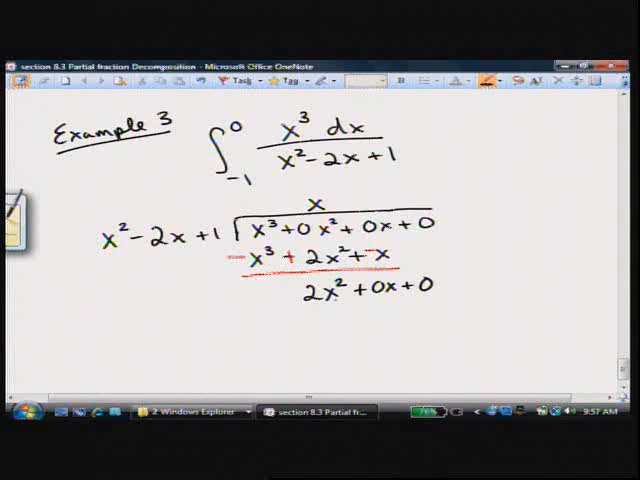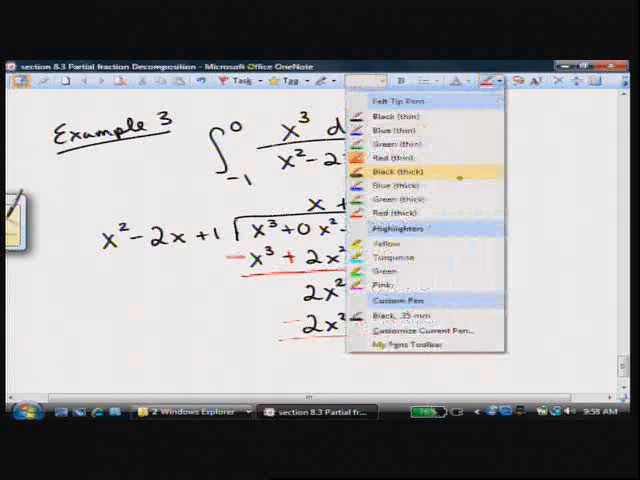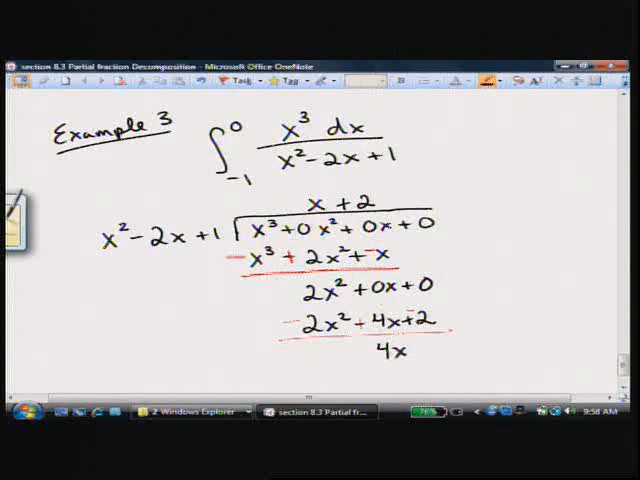So if you do 2x squared divided by x squared, which will be 2. So 2 times x squared is 2x squared. 2 times negative 2x is negative 4x. And 2 times 1 is 2. So plus 2. And then you draw the line and change your signs. So this will be a minus, this will be a plus, this will be a minus. So this will be 4x minus 2, and that's your remainder.